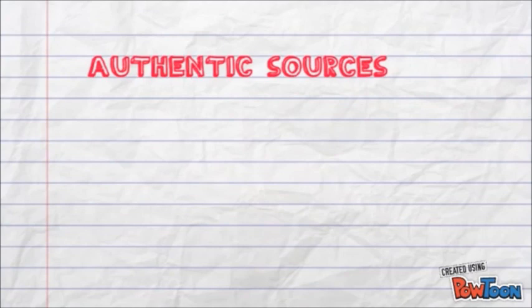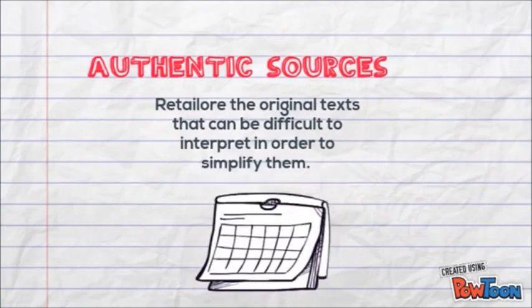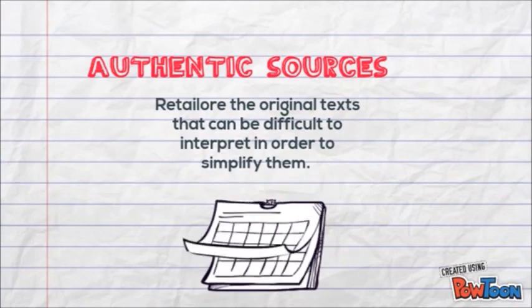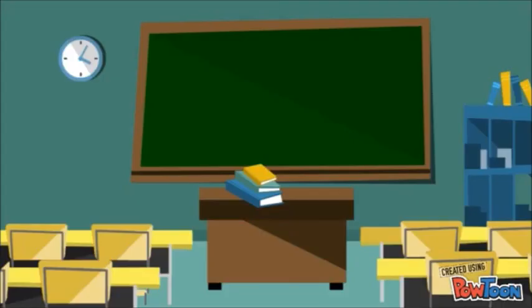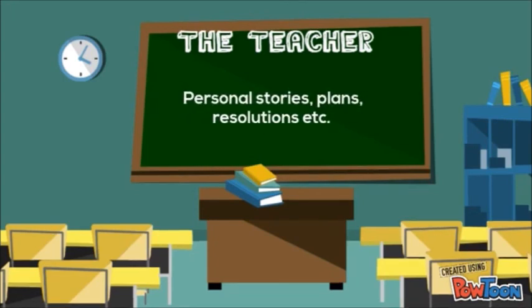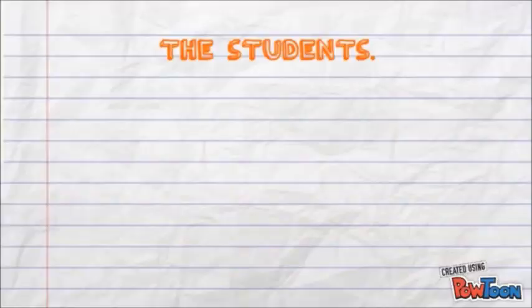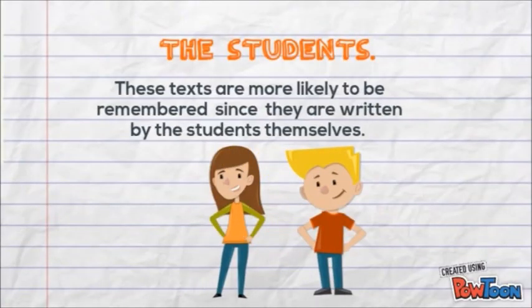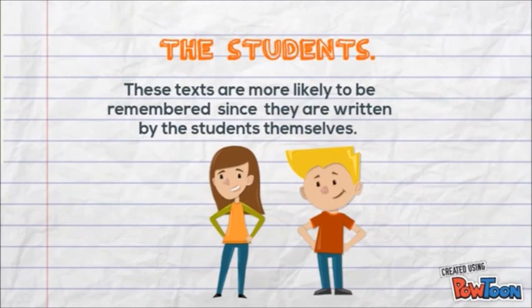The second one, authentic sources, retailor the original text that can be difficult to interpret in order to simplify it. The third source is the teacher, because teachers can decide to tell students personal stories, plans, and resolutions or other things, so that means that those texts are authentic and original. The last source is the students, because these texts are more likely to be remembered since they are written by the students themselves, so they can better remember the information that they have created.